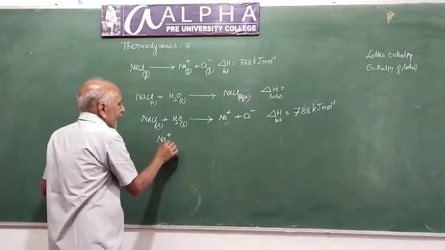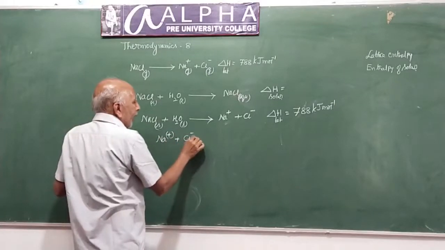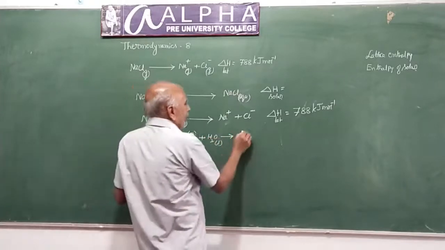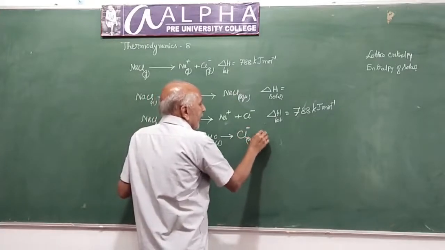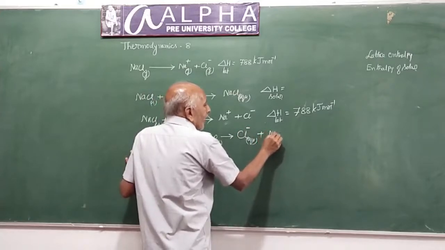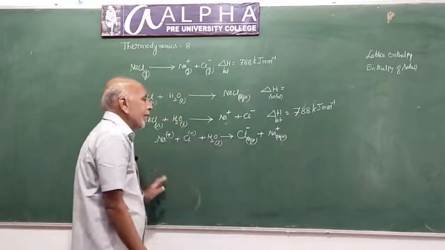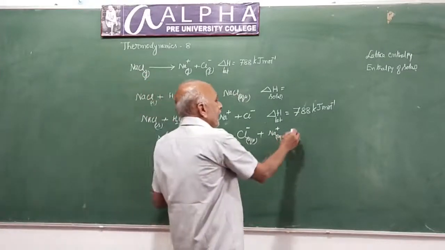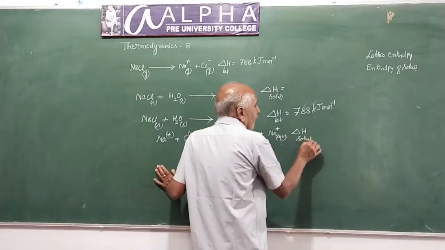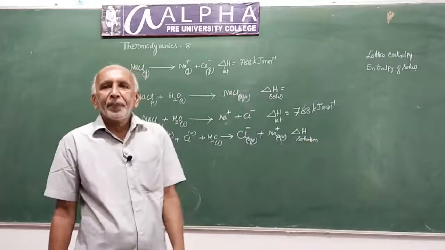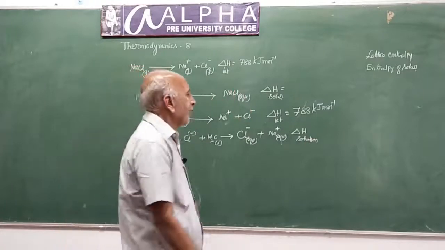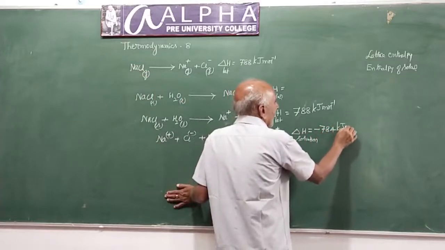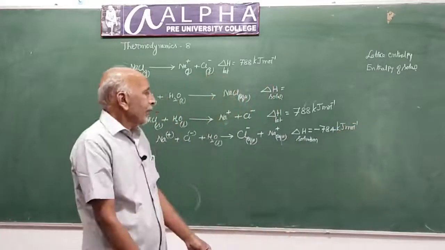Next, sodium ion and chloride ion get solvated. That means they take up solvent molecules, that is aqueous chloride ion and aqueous sodium ion are formed. This process is known as solvation. This is dissociation, this is solvation. The enthalpy change taking place is known as solvation enthalpy. Here it is found to be minus 784 kilojoule per mole.